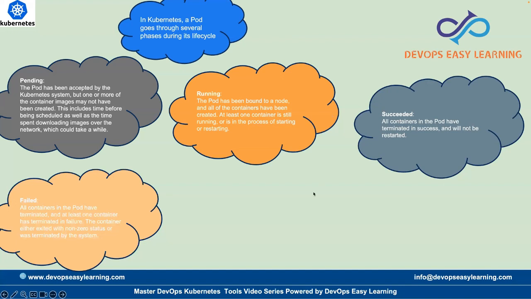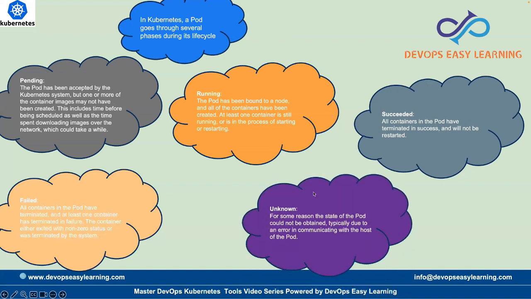Sometimes you also have the state called Unknown. For some reason, the state of the pod could not be obtained, typically due to an error in communication with the host of the pod. So Unknown means that something happened and Kubernetes is unable to determine exactly what. Those are the pod phases, the pod life cycle, that we see a lot: Pending, Running, Succeeded, Failed, Unknown.